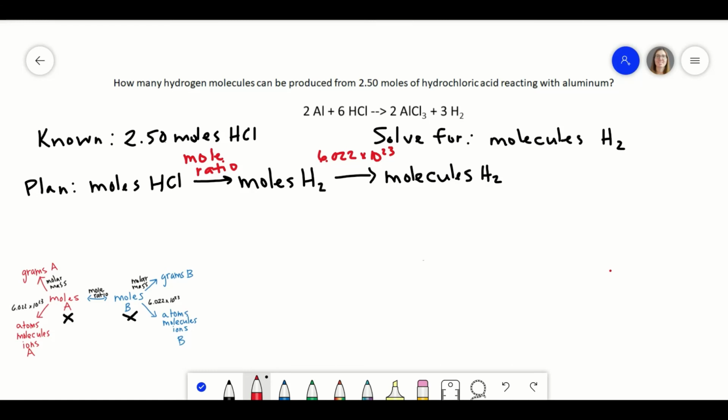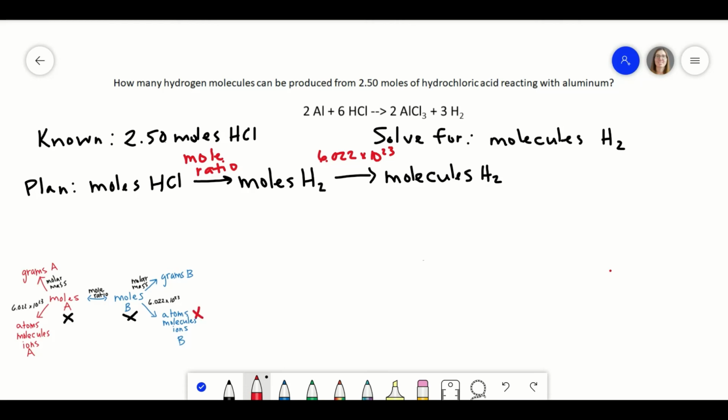We can use it as a conversion factor because it states that there are 6.022 times 10 to the 23rd anything in 1 mole of that thing. So in our case, there's going to be 6.022 times 10 to the 23rd molecules of H2 in 1 mole of H2. Alright, so we're going to end up right here on our guide.